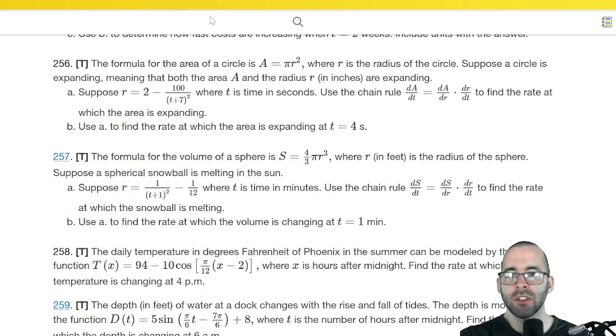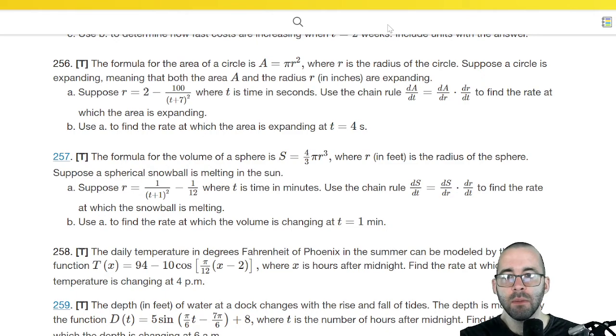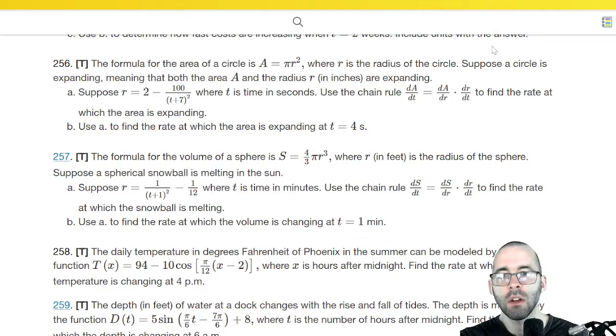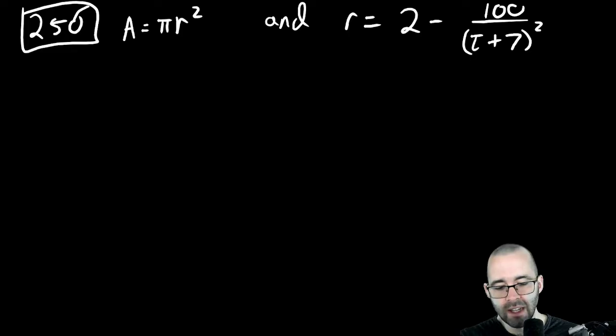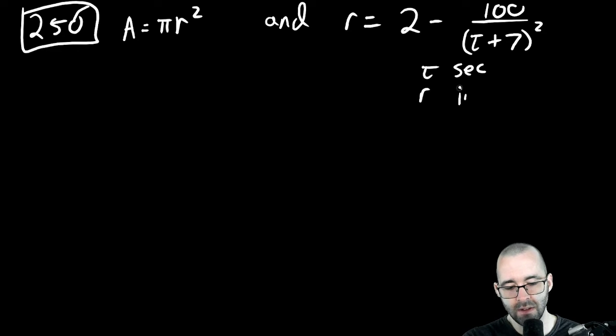Suppose that r is some function of time. And specifically r, actually I'm going to write it over here. So A is changing, but r is also changing. R is 2 minus 100 over t plus 7 squared, where t is time in seconds and r is in inches. So area is going to be in inches squared.